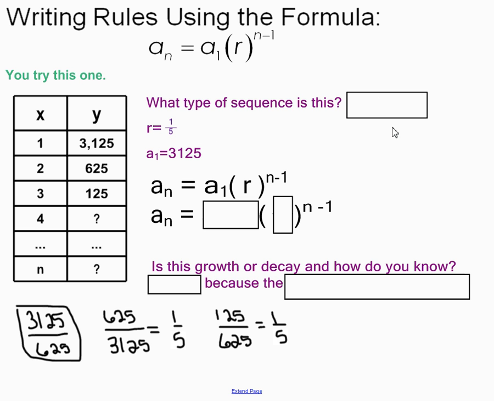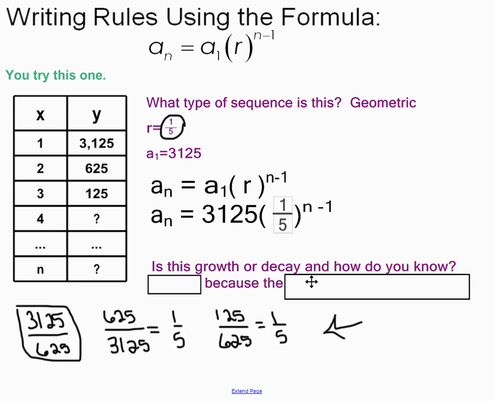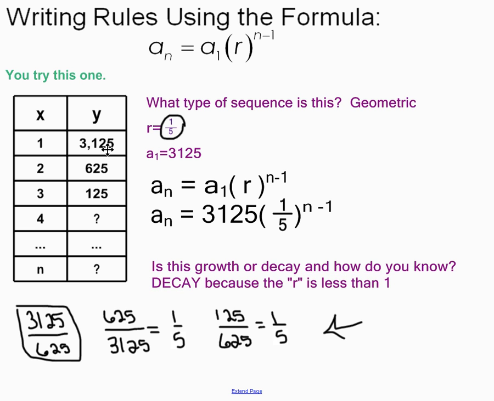So, going back to this. This is geometric because I am doing multiplication or division. The part you're going to have to remember is that when you're dividing, you're going to have to rewrite that as multiplication of a fraction. But I just showed you how to go about doing it. All right, my first term is 3,125. I stick them in the formula. Is this growth or decay, and how do I know? Well, this is going to be decay because r is less than 1, and I am getting smaller and smaller and smaller. My amounts are getting smaller and smaller.